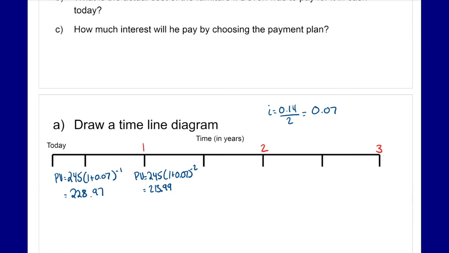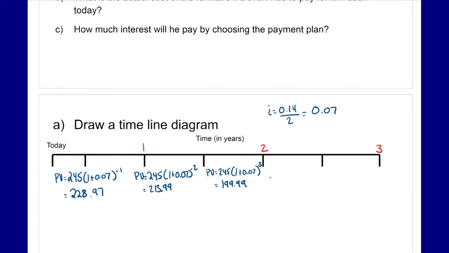At 1.5 years into this payment plan, again, I pay another $245. I want to figure out what is the initial or present value of that payment. So if I didn't have to pay all this interest, what did it actually cost me? I am 3 compounding periods away from the initial purchase. Present value, just under $200.